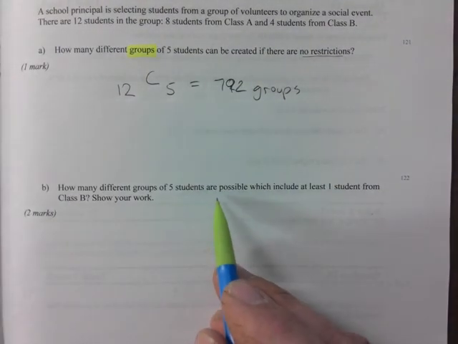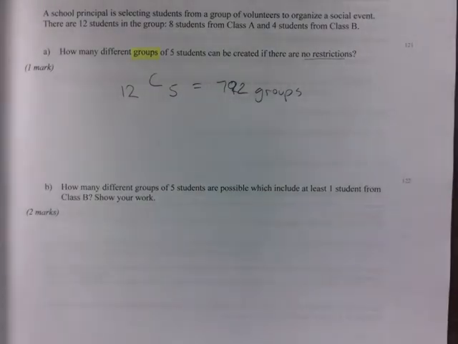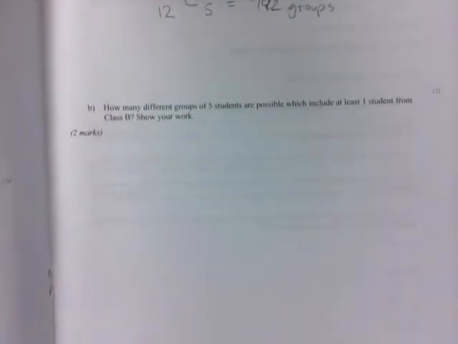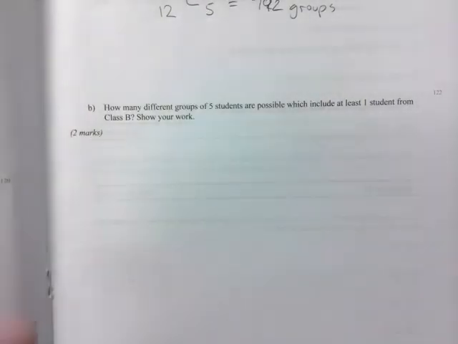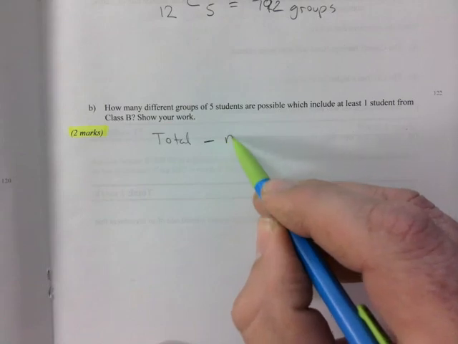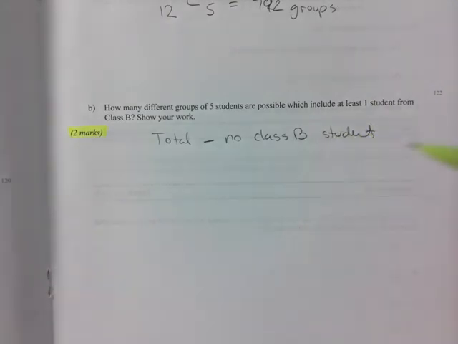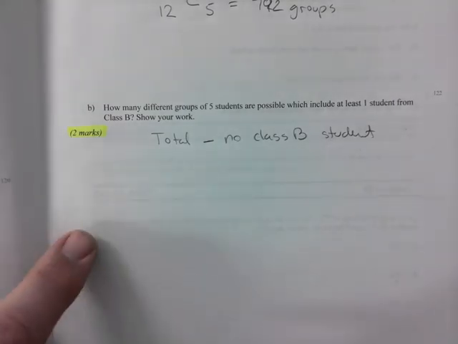How many different groups of 5 are possible? All right, let's keep going. Let's finish this. So we're making 12 choose 5, that's just 792 groups. How many groups of 5 are possible which include at least one student from class B? And notice that this is a 2-mark question. So I will treat it this way. I'll go total minus no class B students. That's how I will approach this, because if I get rid of all the groups that have no class B, then everything else has at least one or more. Okay? That's how I approach this.